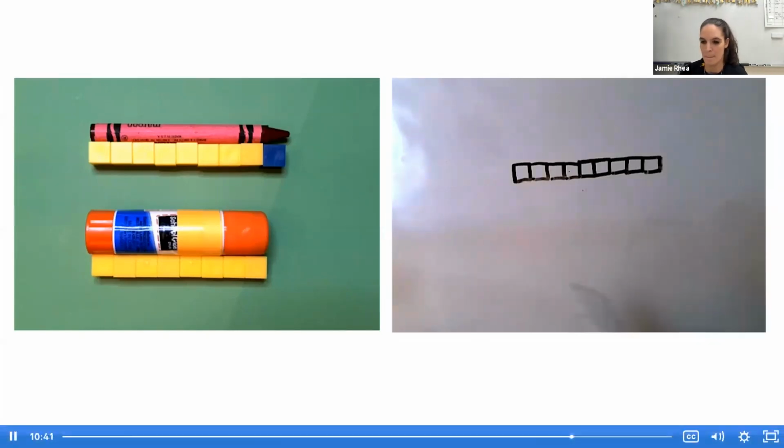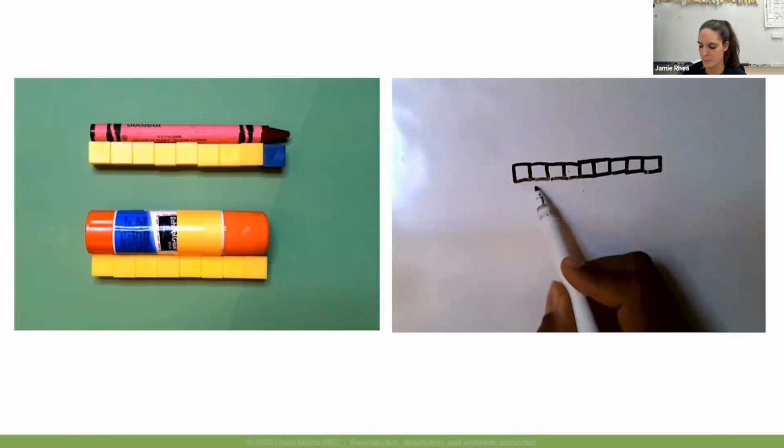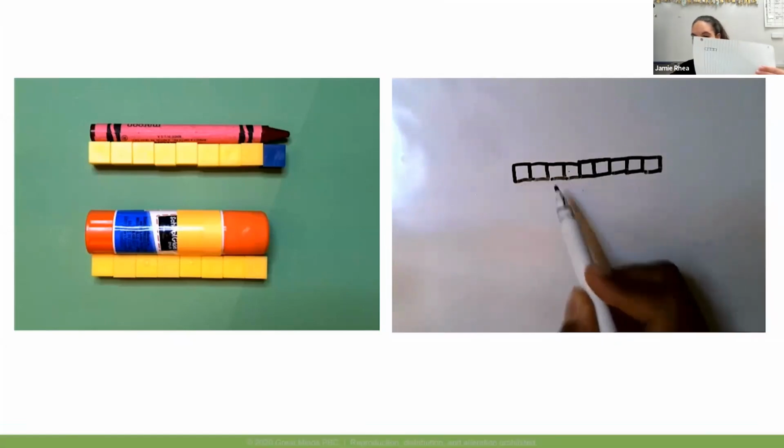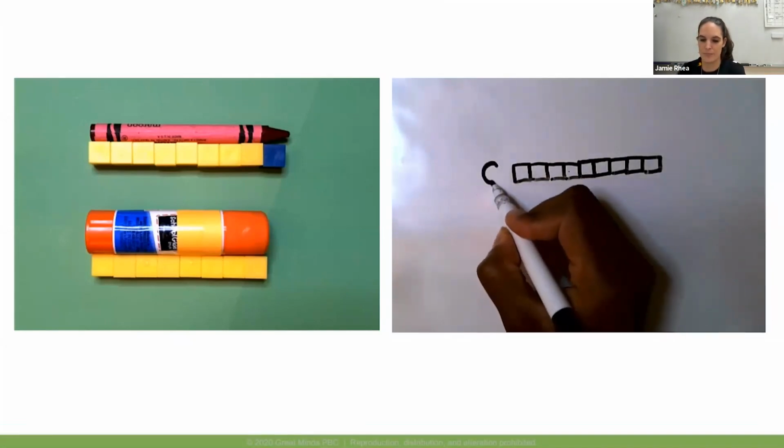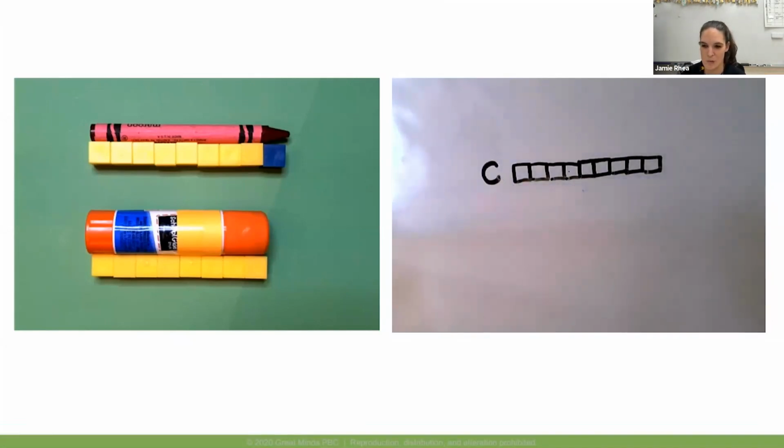Do you notice how I have no gaps, no overlaps? Make sure your drawing has no gaps and no overlap, just like this. I follow that red line all the way across. Now we can label it C. What do you think the C stands for? Crayon. The C stands for crayon.